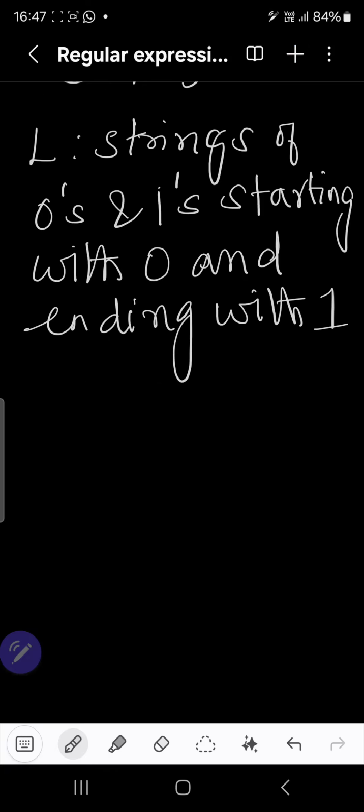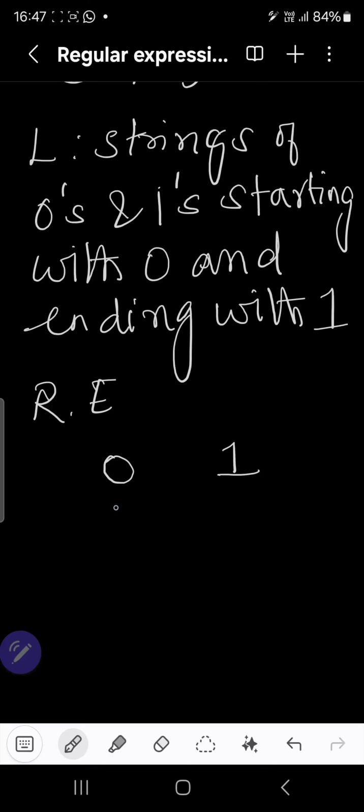Let's go back to the same language, which contains strings of zeros and ones starting with 0 and ending with 1. Let's try to write the regular expression. So the first character is a 0. The last character is a 1. In between, there is no condition given. It can be either 0 or 1 any number of times.